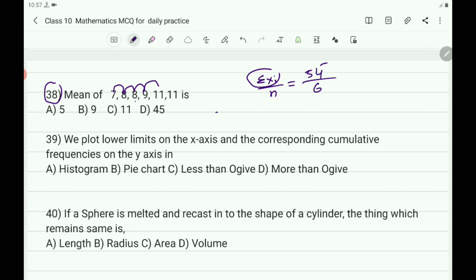How much? 54. See here, sum of these 4 you will get. What is the sum of these 4? 7 plus 8, 15. 15 plus 8, 23. 23 plus 9 is 32. And the sum of these is 11, 11, 22. So we will get 54. So the sum of all the scores is equal to 54. 54 divided by 6, 6 nines are 54, so 9. So what is the answer here? Option B is the answer.